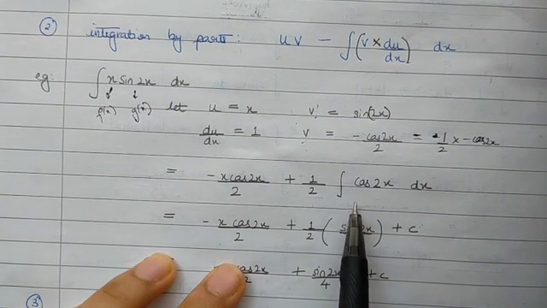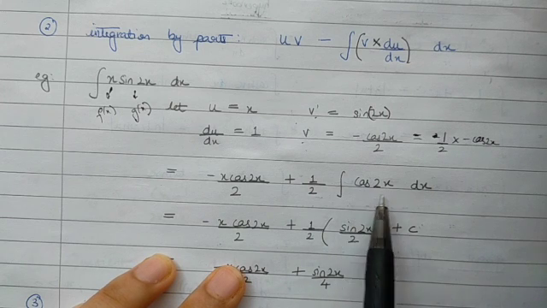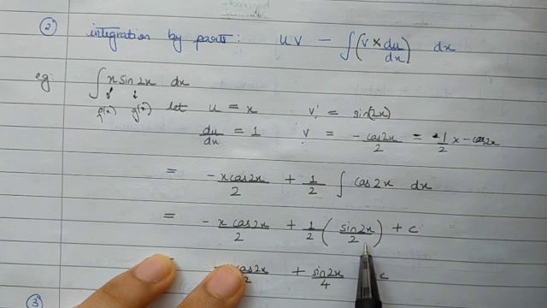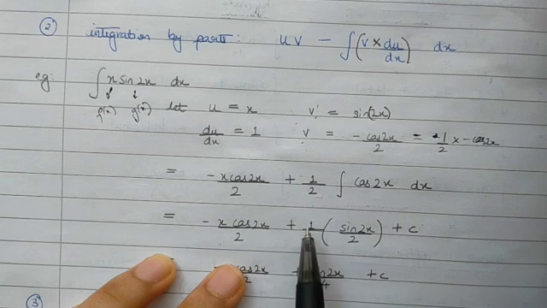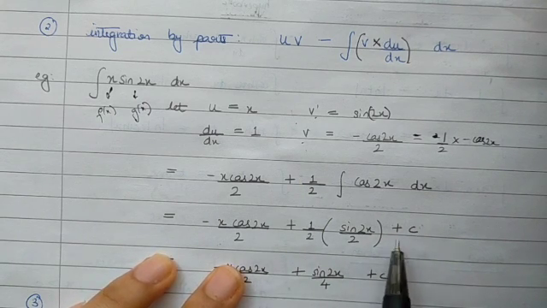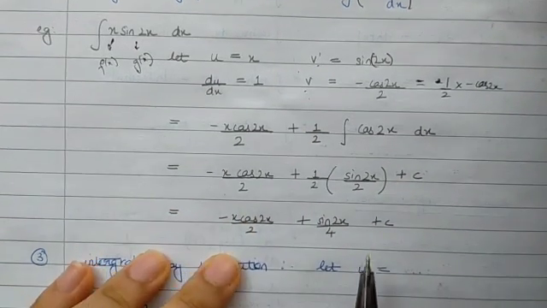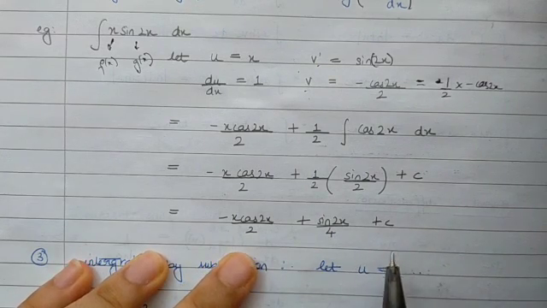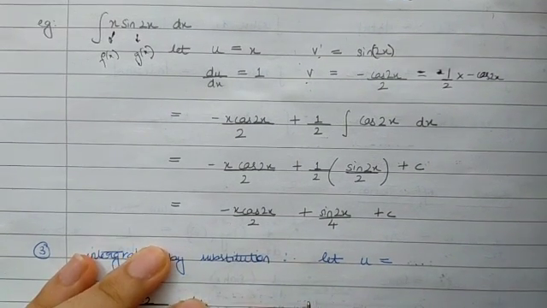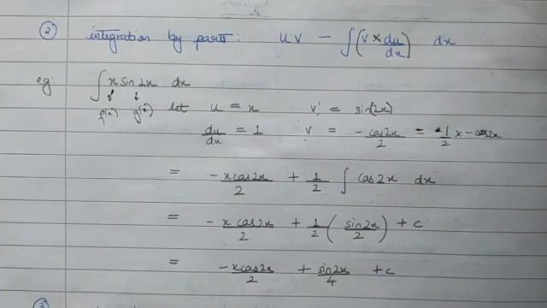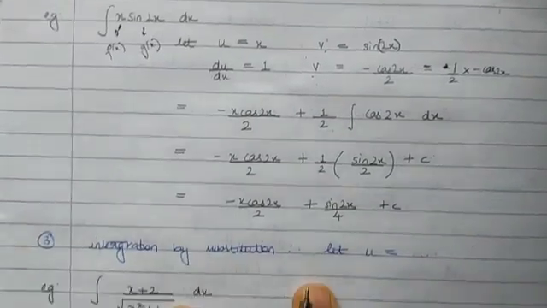And then once we integrate cos 2x, we get sine 2x over 2, and then multiplied by this half. We cannot forget that. And of course, add plus c. And now we have this, which is our final answer. So I hope you can see how integration by parts is done.